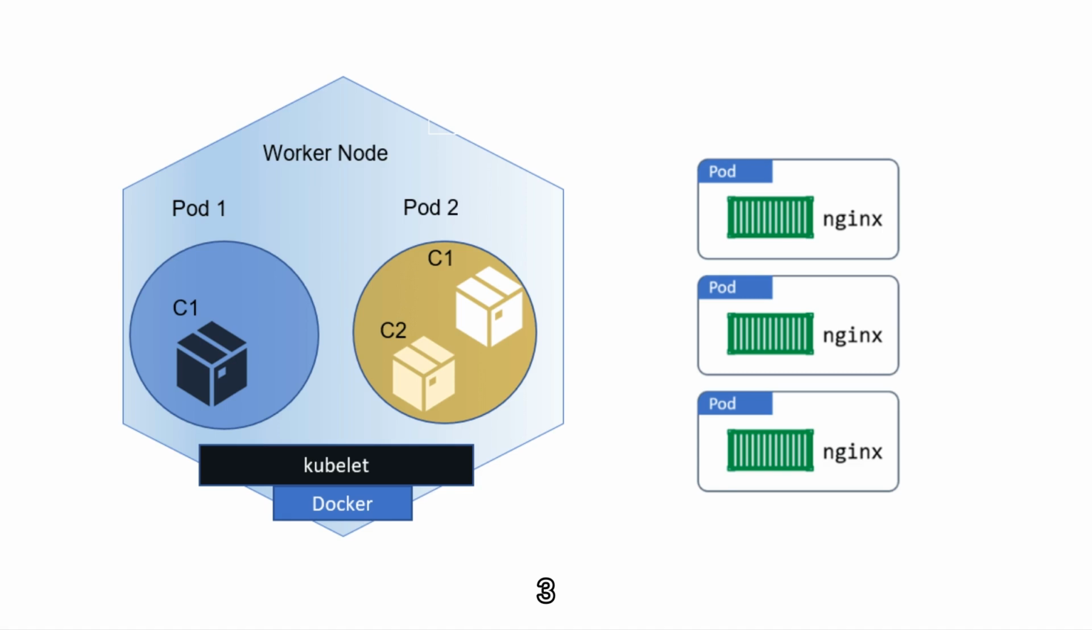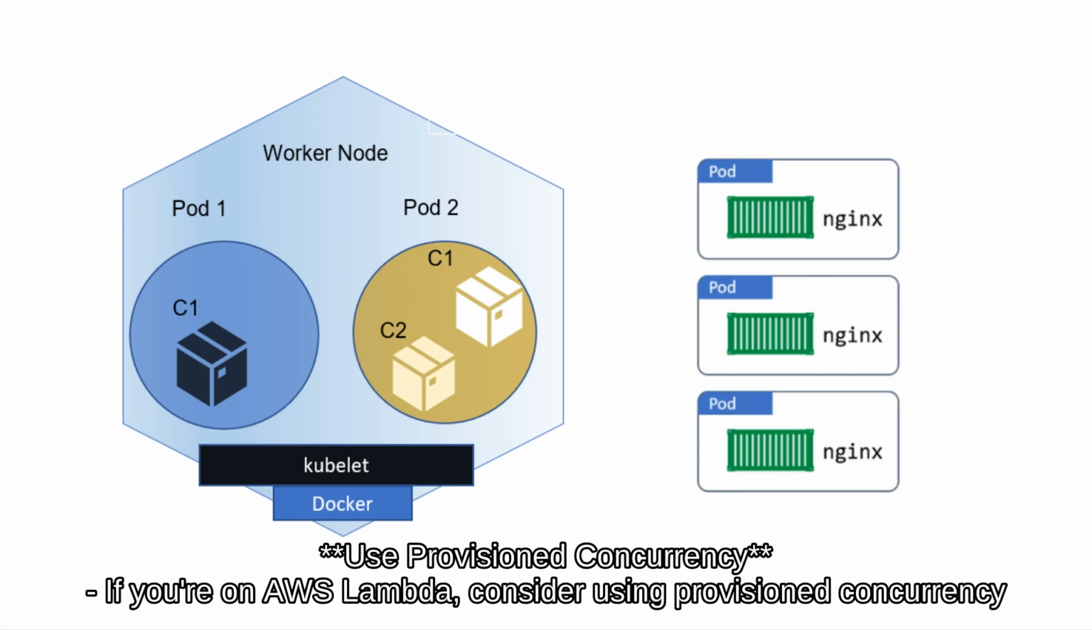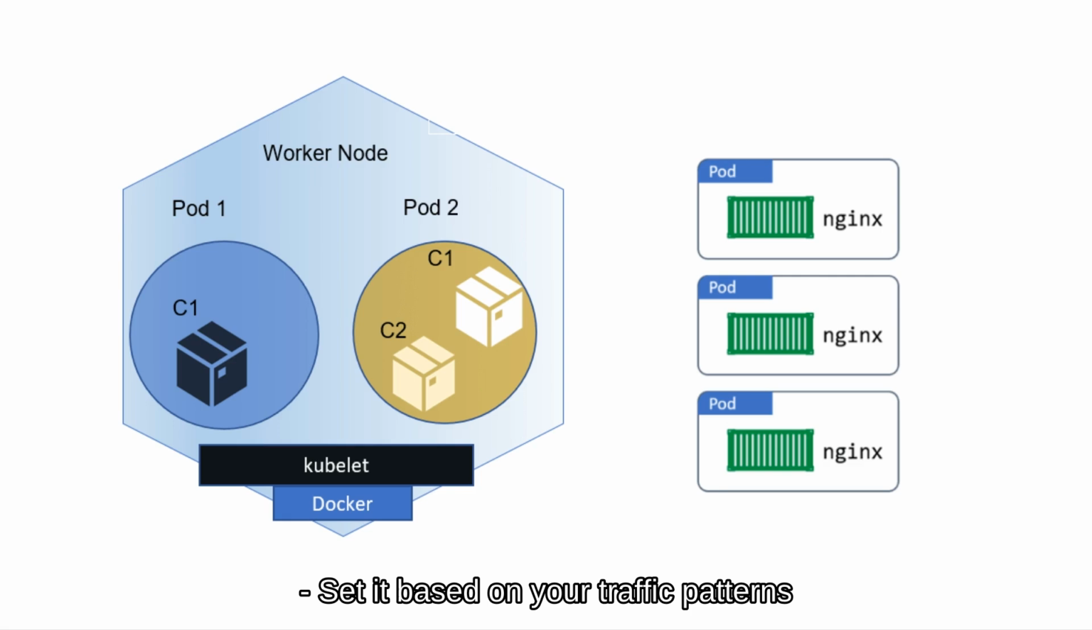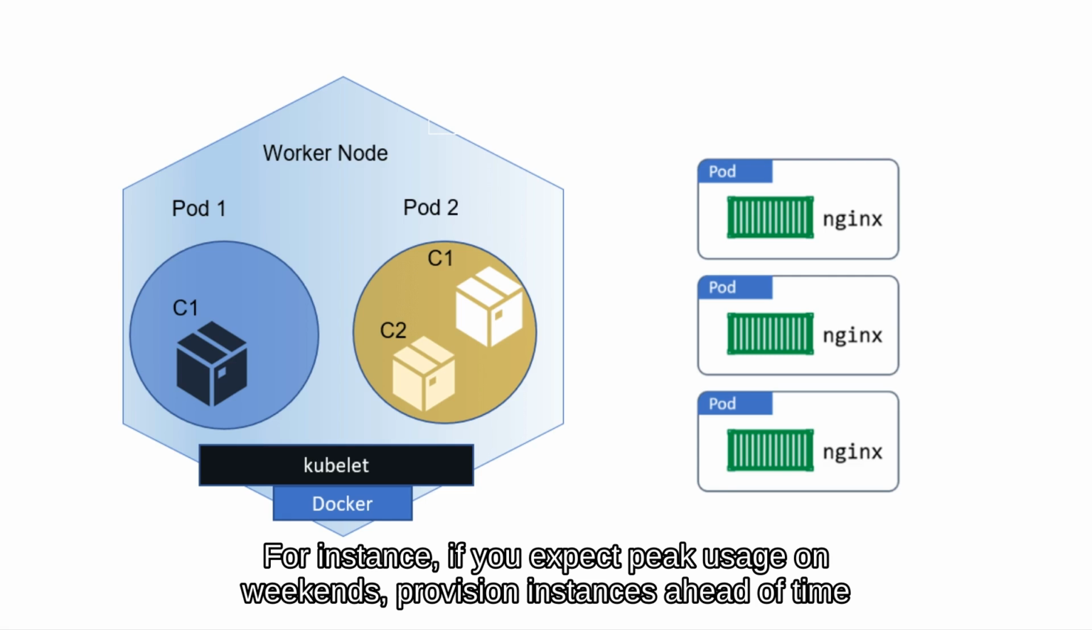3. Use provisioned concurrency. If you're on AWS Lambda, consider using provisioned concurrency. This keeps a certain number of instances warm. Set it based on your traffic patterns. For instance, if you expect peak usage on weekends, provision instances ahead of time.